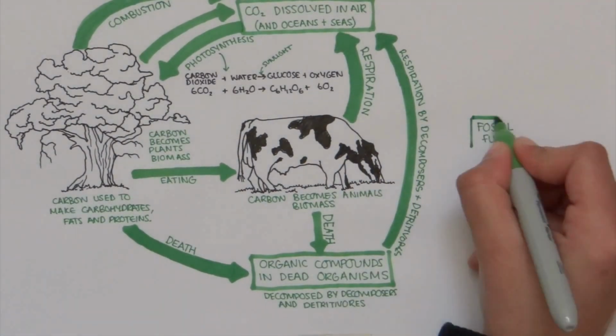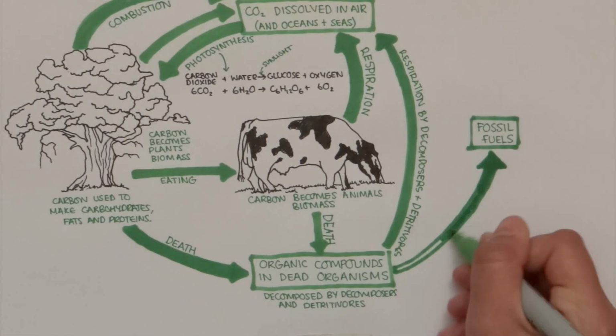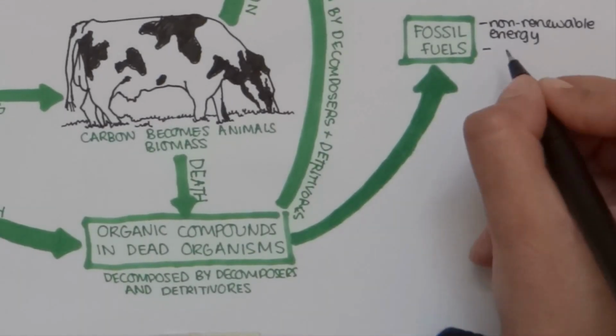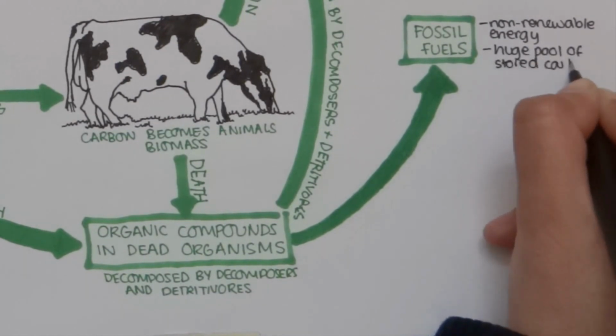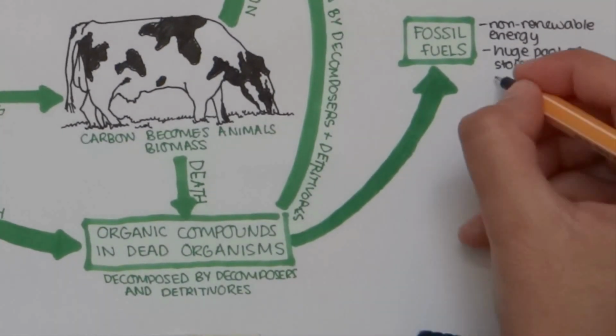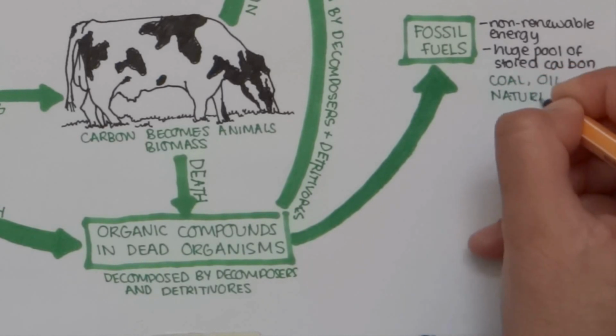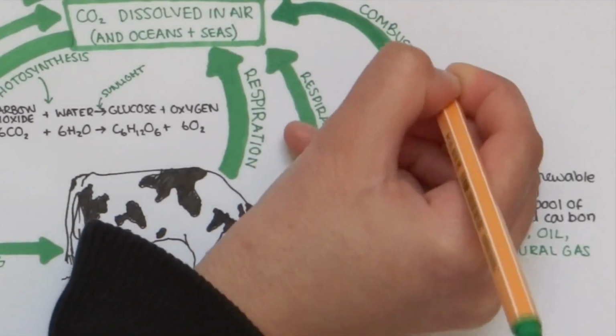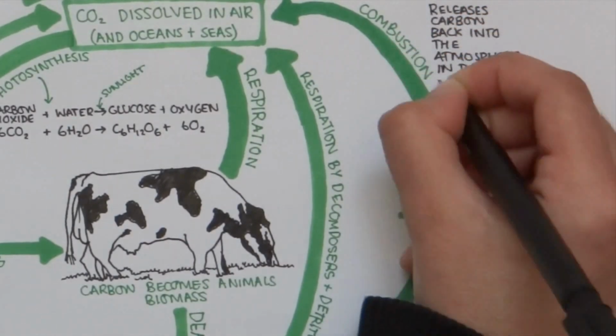Some of these organic compounds in dead organisms, over time, become fossil fuels. Fossil fuels are a non-renewable source of energy and are basically huge pools of stored carbon. Some examples are coal, oil, and natural gas. When we combust these fossil fuels to get energy, carbon dioxide is released back into the atmosphere.